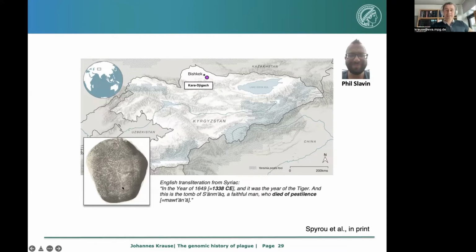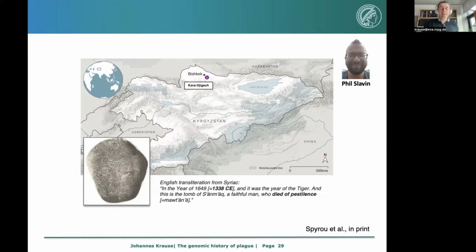And this site is actually amazing because it has gravestones with writing on them, and they say when the person died, and they say that the person died of plague, which we don't have from medieval Europe. We never have a gravestone saying this person died of the Black Death. But here we have it. The word pestilence is actually used on those gravestones. And it says this person died in October 1338, for example.